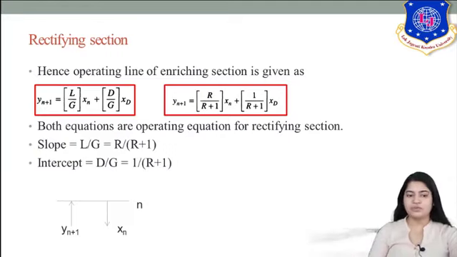Now from this equation you can see the slope. Again, it is an equation of a line, so it is going to have a slope and an intercept. What is the slope here? You have to remember the slope also. L by G is equal to R upon R plus 1. Similarly, what is the intercept? D by G is again equal to 1 upon R plus 1. Now in your operating line, what are the X and Y values? Remember that on the nth plate, Y is entering and X is leaving. So for that nth plate, these Y and X are the operating conditions.